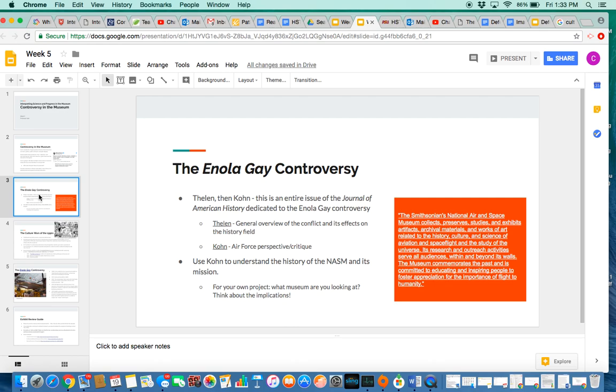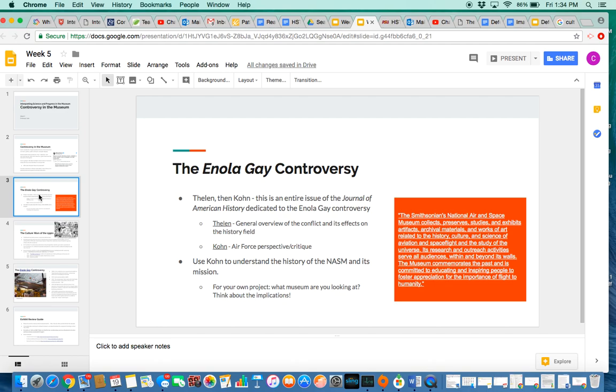When you look at the other two sources, Thielen and Cohn, you'll notice that they're part of a larger issue from the Journal of American History that was entirely dedicated to this controversy in 1995, and the controversy happened throughout the previous years. Thielen is a public historian who is going to give a general overview of the conflict and its effects on the history field, to help you understand what was going on in this period. And then Cohn has a particular connection to the Air Force, and is going to object to the exhibit and provide his own critique of how the exhibit operated. So you're going to get multiple perspectives here.